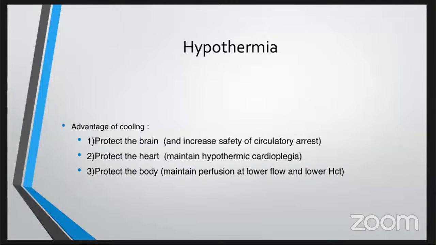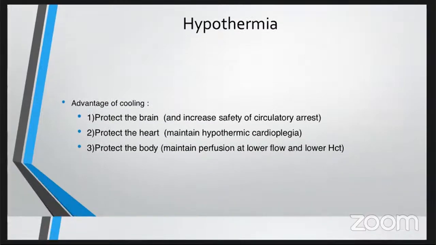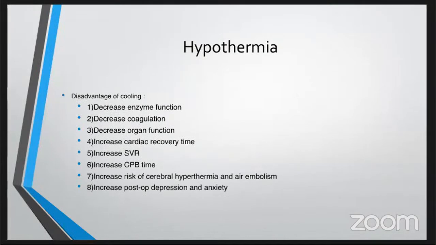For hypothermia, the advantage of cooling is that it protects the brain and increases the safety of circulatory arrest. It protects the heart by maintaining hypothermic cardioplegia, and it protects the body by maintaining perfusion at a lower flow and at a lower hematocrit level. The disadvantages of cooling: it decreases enzyme function, decreases coagulation, decreases organ function, and increases the cardiac recovery time, the systemic vascular resistance and the cardiopulmonary bypass time, and increases the risk of cerebral hyperthermia and air embolism, and it will increase post-op depression and anxiety.